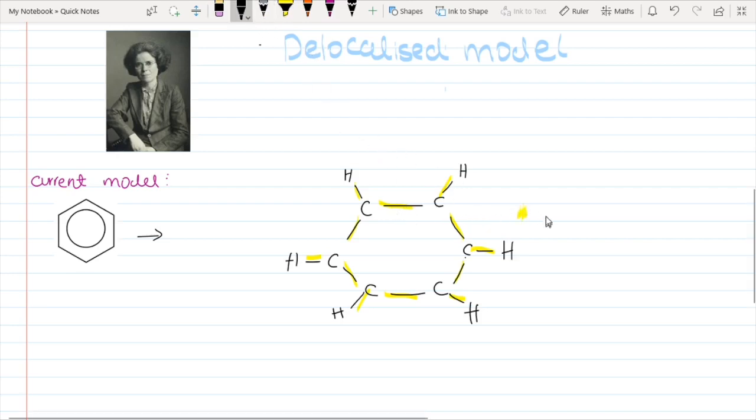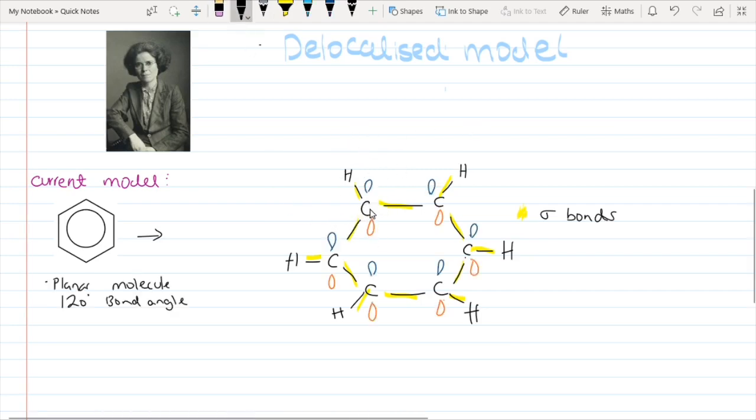So if I just write it down over here, sigma bonds. Now, if we count how many sigma bonds there are in a benzene molecule, well, let's count. 1, 2, 3, 4, 5, 6, 7, 8, 9, 10, 11, 12. So there are 12 sigma bonds in a benzene ring, and each carbon atom forms 3 sigma bonds.